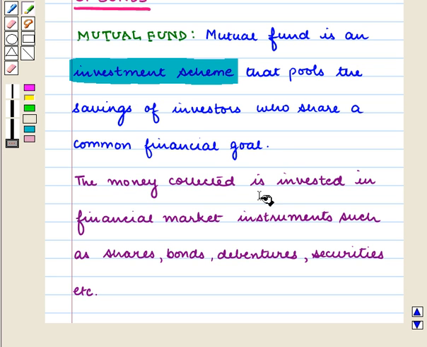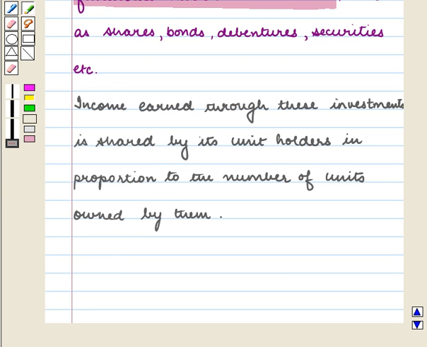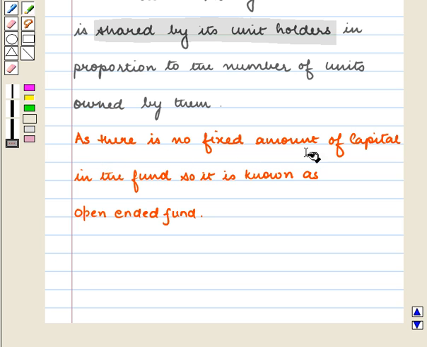The money collected is invested in financial market instruments such as shares, bonds, debentures, securities, etc. The income earned through these investments is shared by its unit holders in proportion to the number of units owned by them. As there is no fixed amount of capital in the fund, it is known as an open-ended fund.